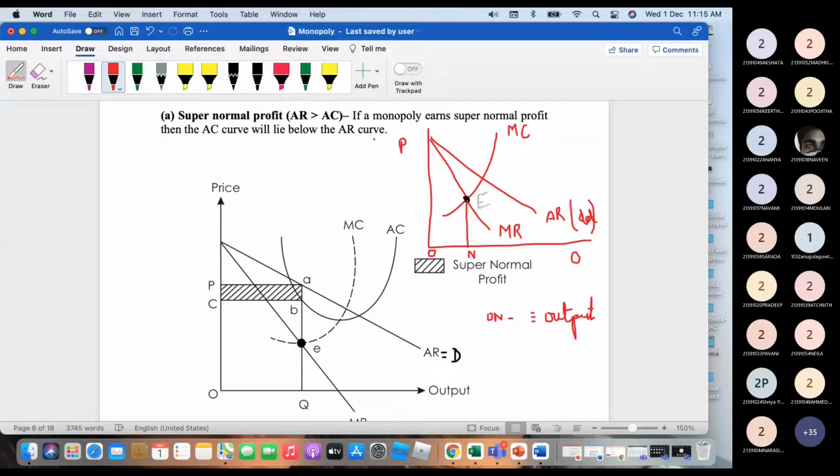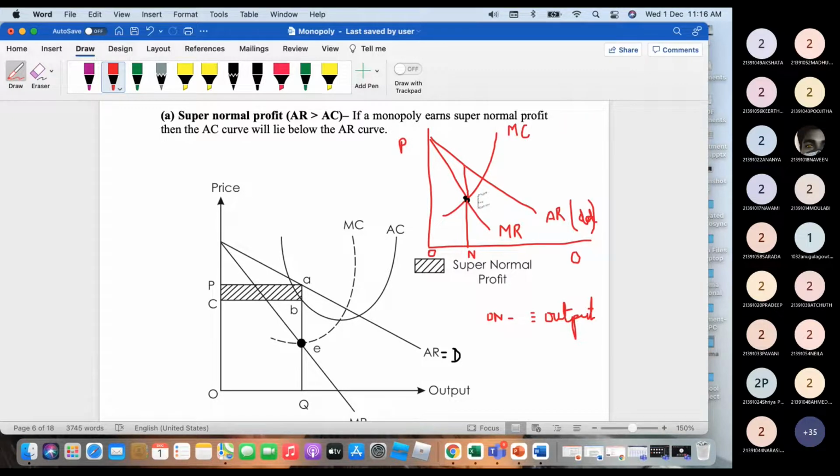Now students, look carefully. You have drawn a line towards the output axis, which is giving you the equilibrium output. From there you come back to the same equilibrium point, and from that point you take the line forward towards the AR curve. So again I repeat, from the equilibrium point you have taken a line towards the x-axis, which is giving you the level of output.